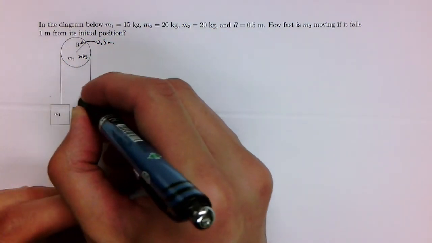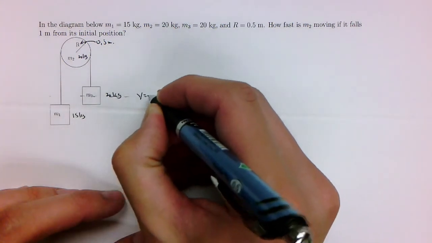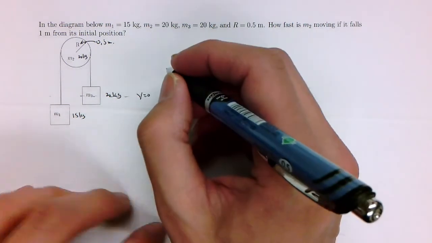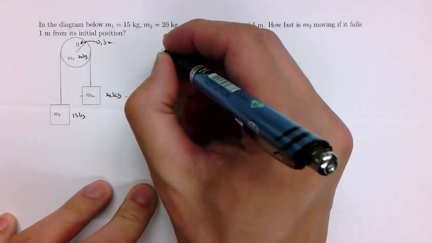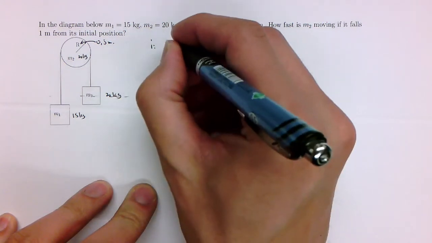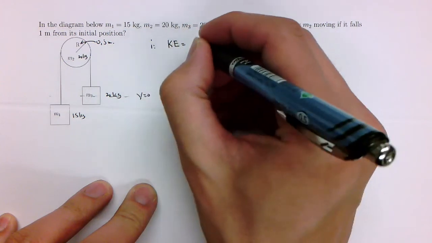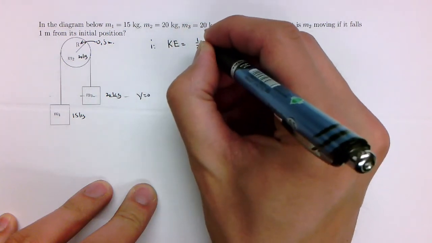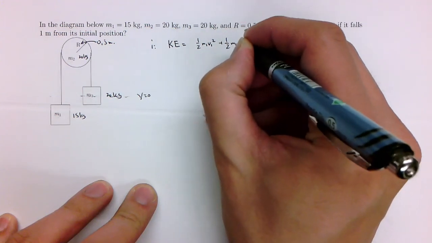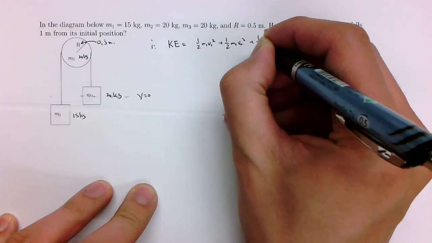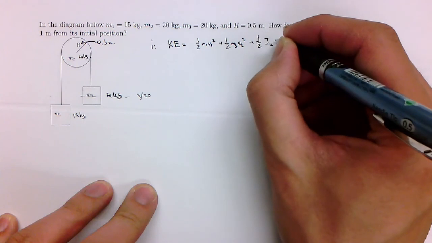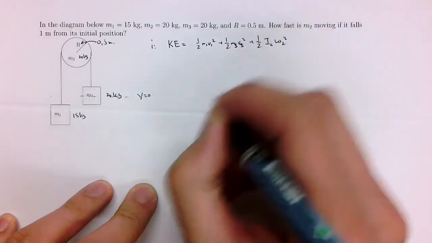Let's just consider this thing at y equals 0 here. We're just going to look at changes, actually. So this is actually going to be a little easier than it seems at first. Anyway, let's look at the initial state. The initial kinetic energy is equal to 1/2 m1 v1 squared plus 1/2 m2 v2 squared plus 1/2 I2 omega 2 squared.